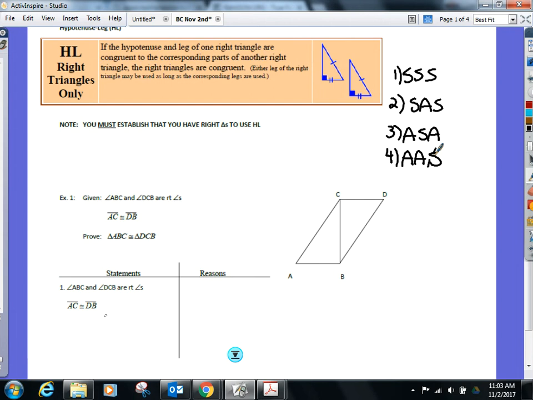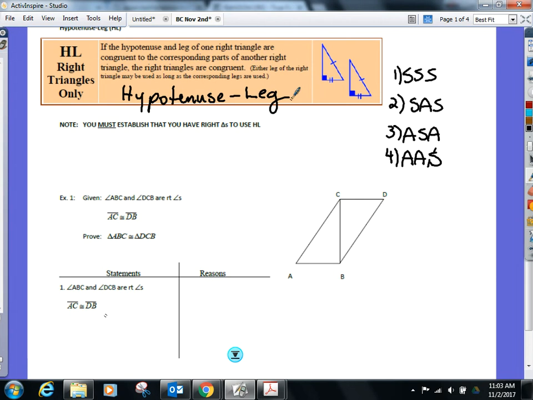And also, third angles theorem is not a way to prove triangles congruent. Here are the only 4 ways, and I'm about to go over a 5th way, which is called HL. It stands for the following: hypotenuse for the H, and leg for the L. Hypotenuse, leg.